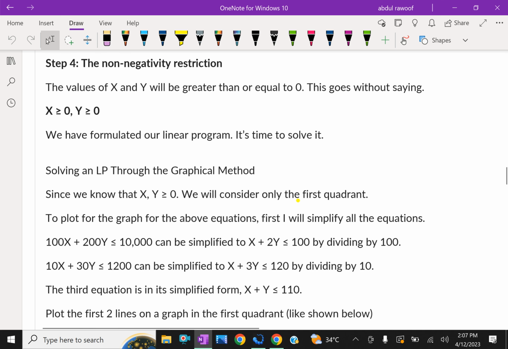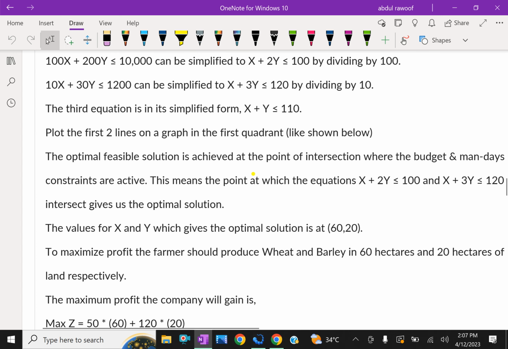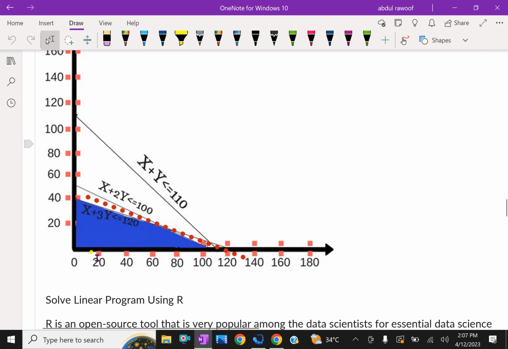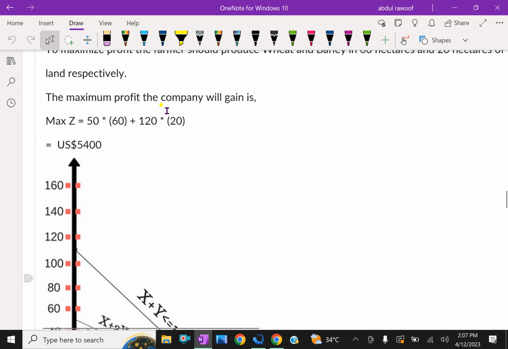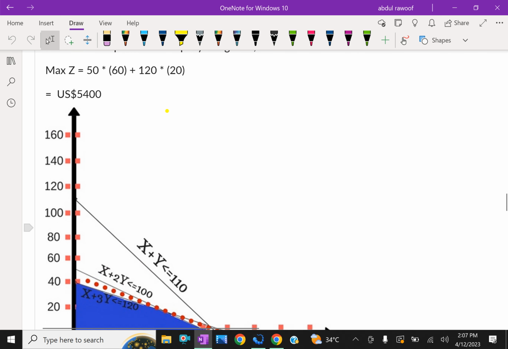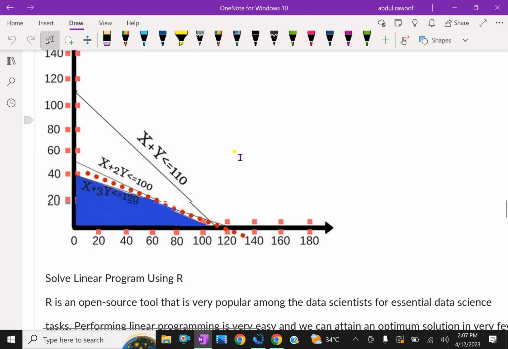We have formulated our linear program. It is an LPP, which we solve through the graphical method. Now look at this. Here we have to draw the graph for this. This is the x axis, this is the y axis. Now x is for wheat and y is for barley. Now look here.